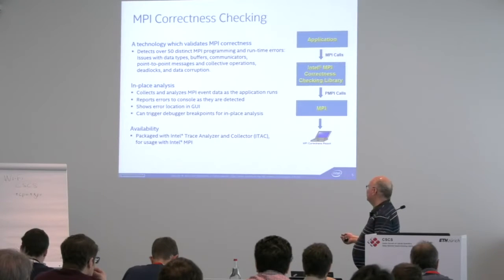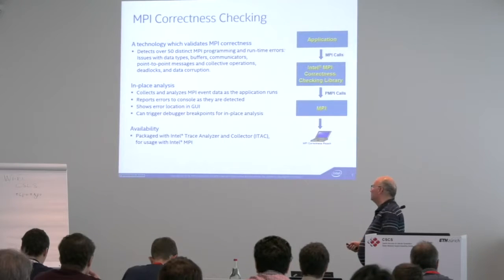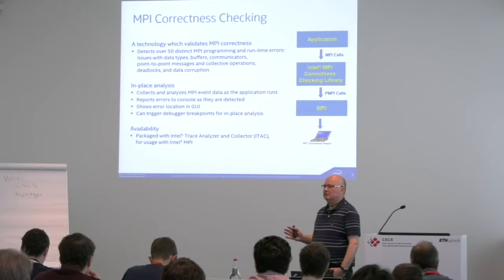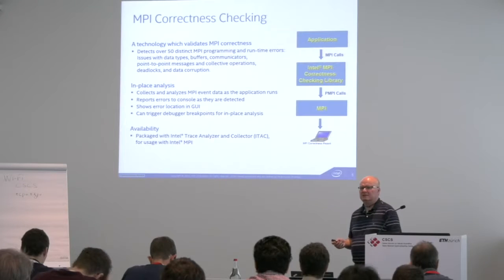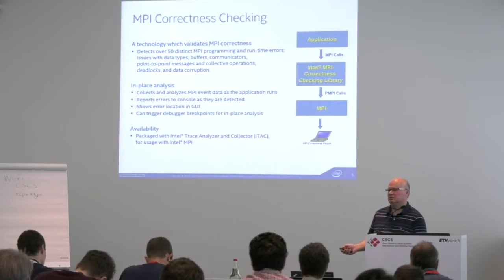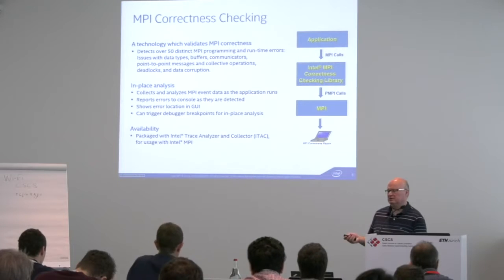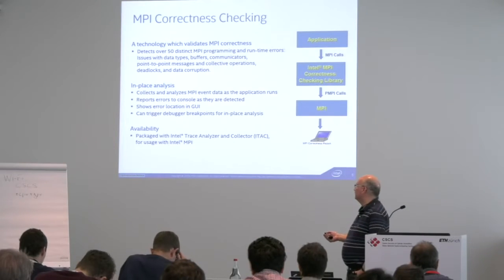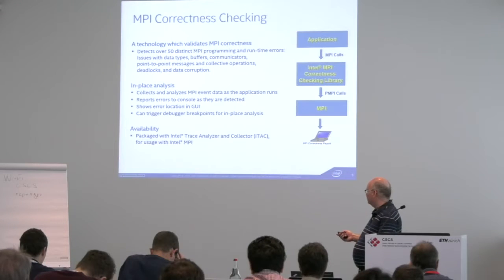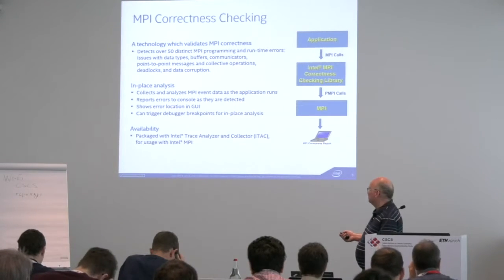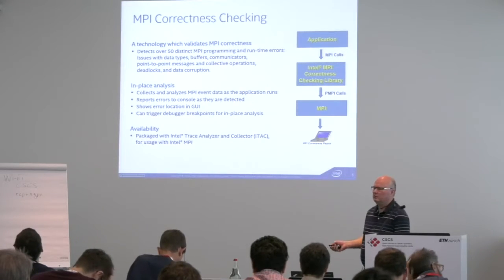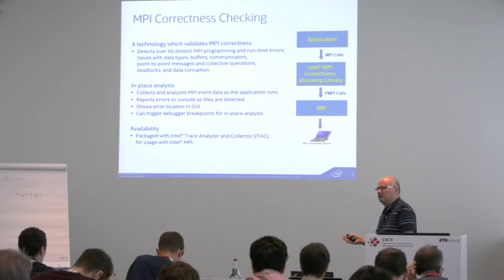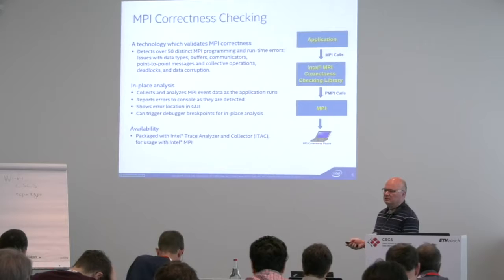Availability: it's packaged with the Intel Trace Analyzer and Collector, ITAC, and for use with Intel MPI. But since the binary interface is now quite similar, I would say that there's a good chance that it works with Cray MPI as well. So I should give it a try and find out if it's really applicable for Cray MPI. Otherwise, this is not performance critical, and if you have a compatibility mode, even if it runs slower, then you get the information here with Intel MPI.